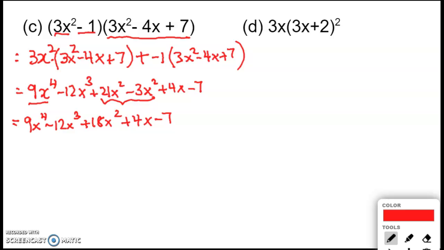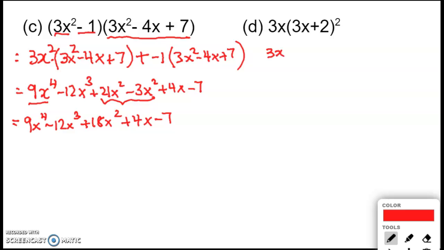Okay, so let's try the next problem. 3x multiplied by 3x plus 2 all squared. You have two options. You can multiply 3x to one of the 3x plus 2 first, or you can multiply 3x plus 2 squared first. So let's do the squared first.